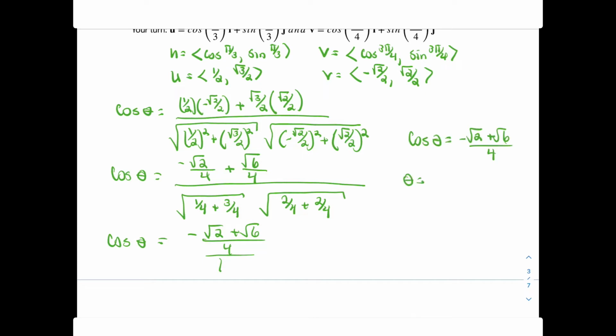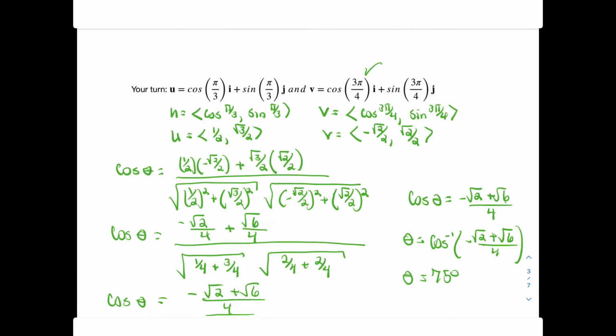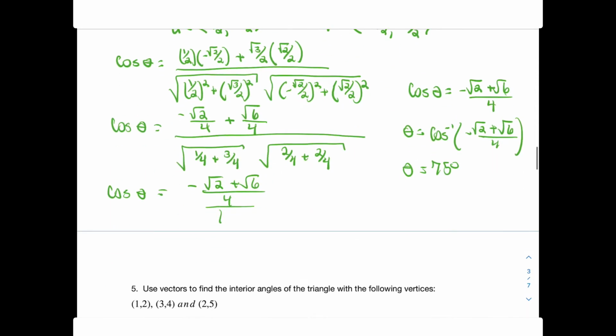So in order to find theta, I'm going to figure out the arc cosine of negative square root of 2 plus square root of 6 over 4, which is 75 degrees. But our original problem was given in radians, so I cannot leave it in degrees here. So we must convert this degree measurement into radians by multiplying by pi over 180 degrees. And I end up that theta is equal to 5 pi over 12.